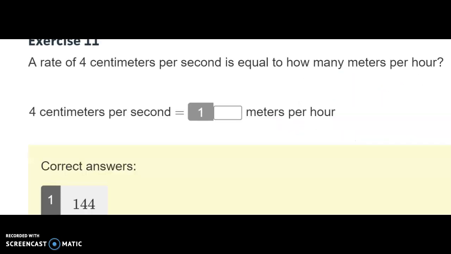And again, exercise 11, we've got enough to do without worrying about centimeters and meters and all of that. So we're just going to skip over this and we're just going to give you the answer. It's 144. You're welcome.